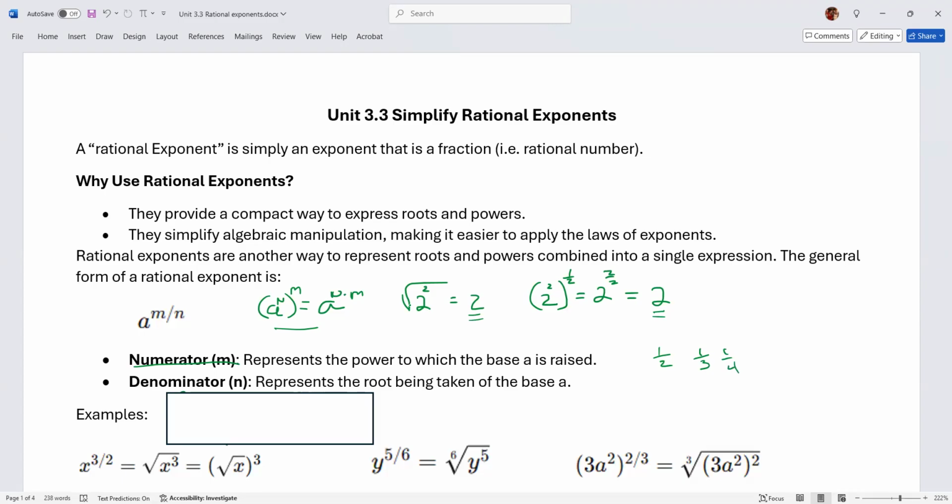The numerator would be squaring what's under the radical. So for example, if I had 2/3, I'd be taking the cube root based on the denominator, and then I would take that answer and square it. So we'll take a look at some examples.